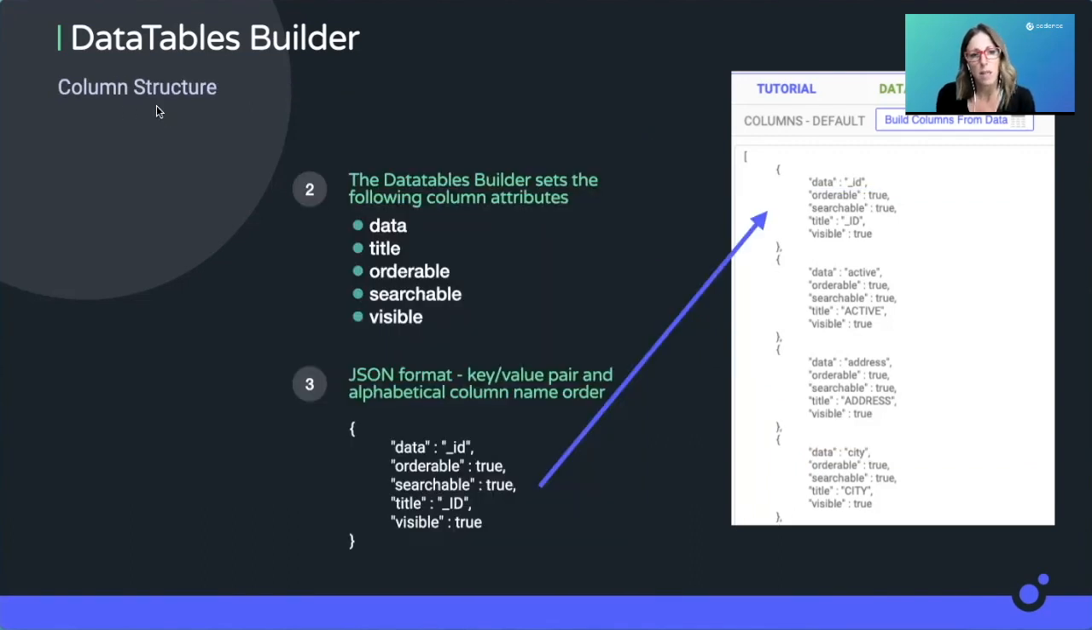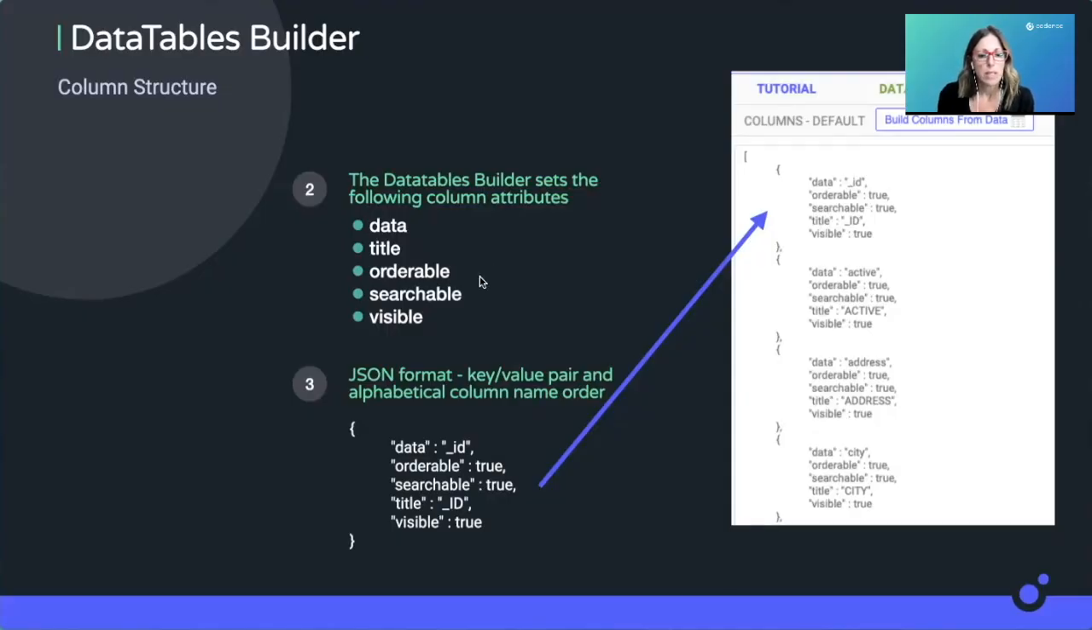Okay, let's look at the column structure for the DataTables builder. What I want to point out is that in the tool, I've built it so that for every data element in the JSON that we get, we are setting 5 attributes on it. The data has to map to what it is. The title is what the header displays. So think about what you actually have as your column name.